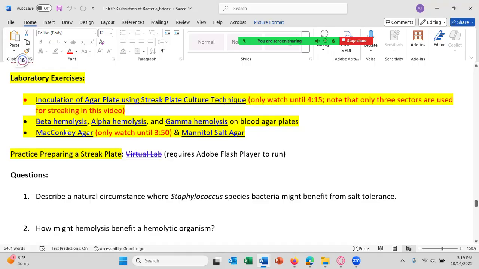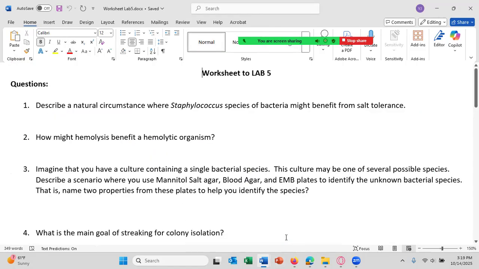And then we have a little video on beta hemolysis, a little video on alpha hemolysis, and a little video on gamma hemolysis shown on blood agar plates. And then we have a little video to show you and talk about MacConkey's agar. On this video, you only need to watch it for 3 minutes and 50 seconds into the video. After that, you do not need to watch the MacConkey's agar. You should also watch the video we have on mannitol salt agar. Any question about any of that? If not, let me go to the worksheet.